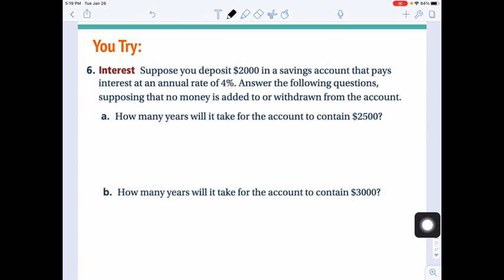And now I would like you to try number 6. Suppose you deposit $2,000 in a savings account that pays interest at an annual rate of 4%. Answer the following questions, supposing that no money is added to or withdrawn from the account. Part A, how many years will it take for the account to contain $2,500? And Part B, how many years will it take for the account to contain $3,000?